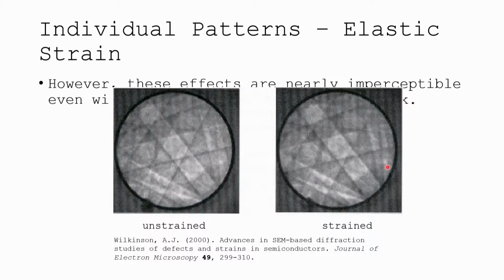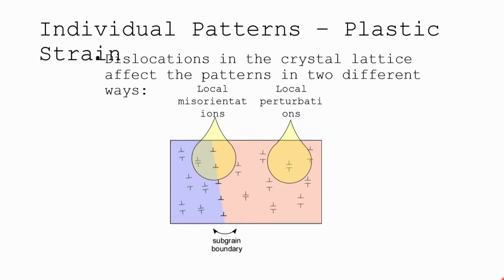Here's another couple of examples. There's an unstrained pattern, and there's a strained pattern. Can you see any difference? Angus Wilkinson over at Oxford is probably the one that's put the most effort into this. He was one of Dingley's students at Bristol when Dingley was developing the EBSD in the first place. Angus has done a lot of work on this, and we're just not to the point where we can say, yes, anything's going to work. Okay.